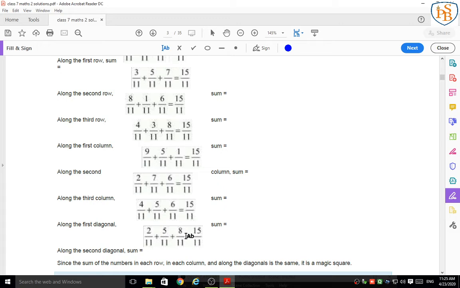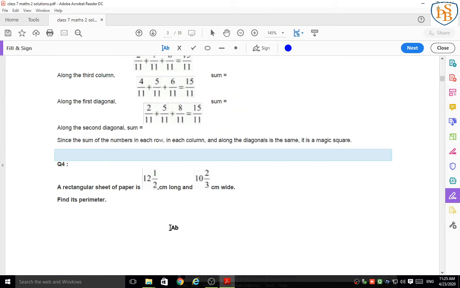That means in each row, in each column and along the diagonals, the addition of the given numbers is the same. That means it is a magic square. You can find a different pattern also, but it should be the same for all rows, all columns and all the diagonals. Now look here at the fourth question.